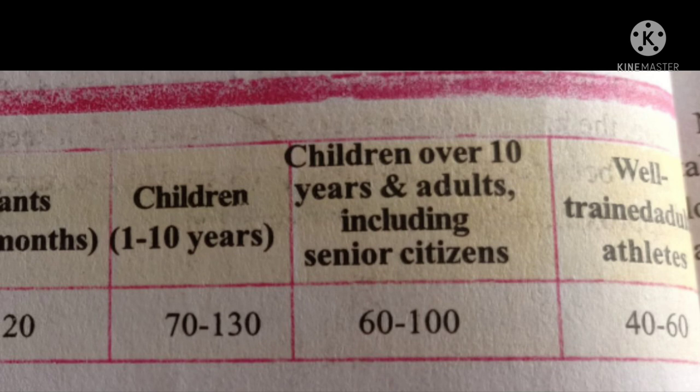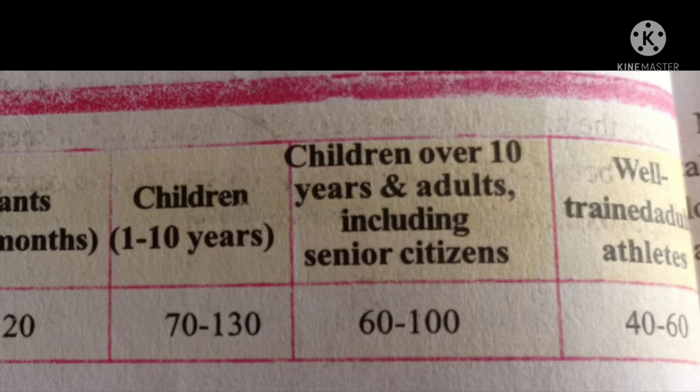Now, coming to children over 10 years and adults including senior citizens, the pulse rate is 60 to 100. Above 10 years, adults including senior citizens have a pulse rate of generally 60 to 100. This is the pulse rate of a person. See here, it varies: infants of 0 to 3 months have 100 to 150, 3 to 6 months 90 to 120, 6 to 12 months 80 to 120, 1 to 10 years 70 to 130, above 10 years 60 to 100.